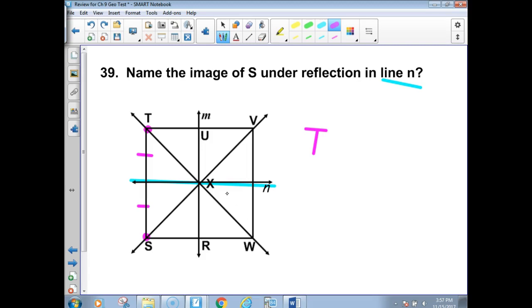You could even ask, what is segment SX going over line PW? S would go to here, and X would stay where it is. It would be XV. If the whole segment flipped over, it would be XV. So anyway, you just think about where it goes. You can do segments, you can do points, etc. All right, that's enough of that.